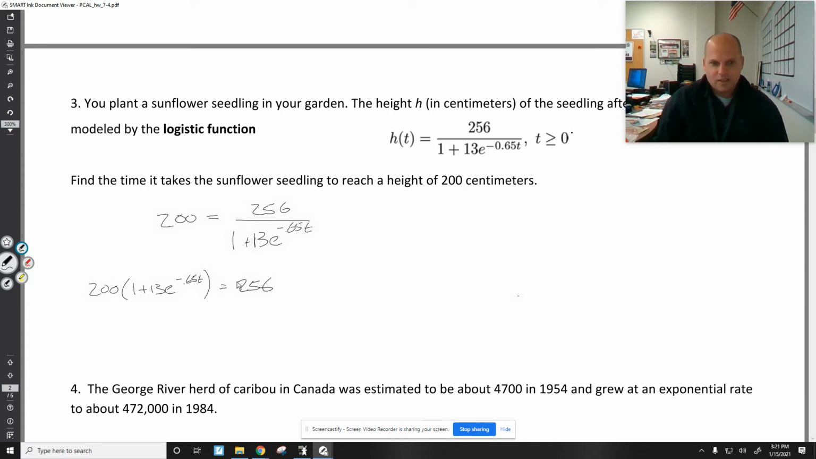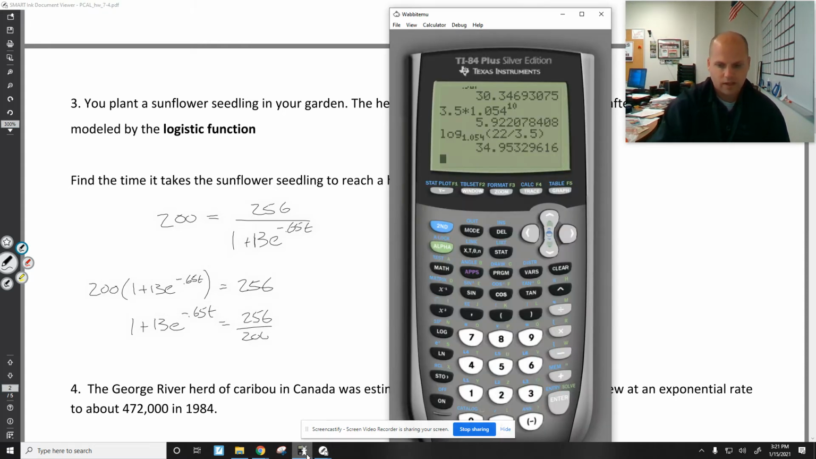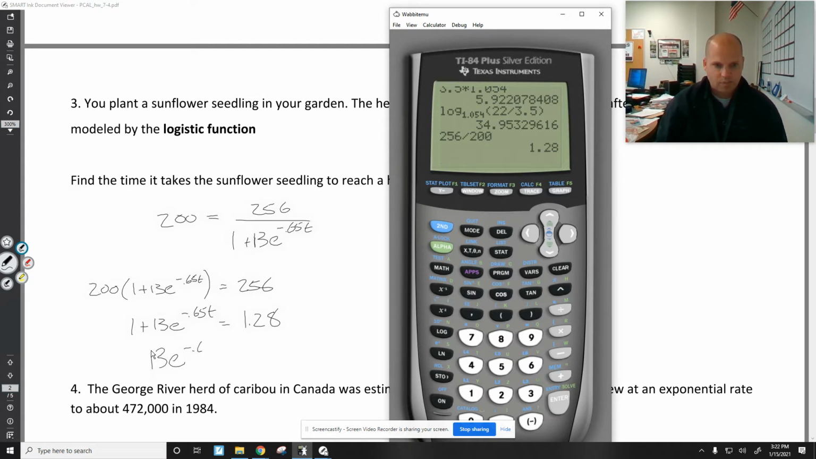What do I do now? You could distribute the 200 if you wanted to. I'm going to divide by the 200 right away just because I think it'll be a little bit easier. Distribution would have been fine, though. And most of you will be more comfortable with 256 over 200 plugged into your calculator. Whatever, there's that number, 1.28. Subtract 1.28. So I get 13 e to the negative 0.65 t equals 0.28. Divide by 13.